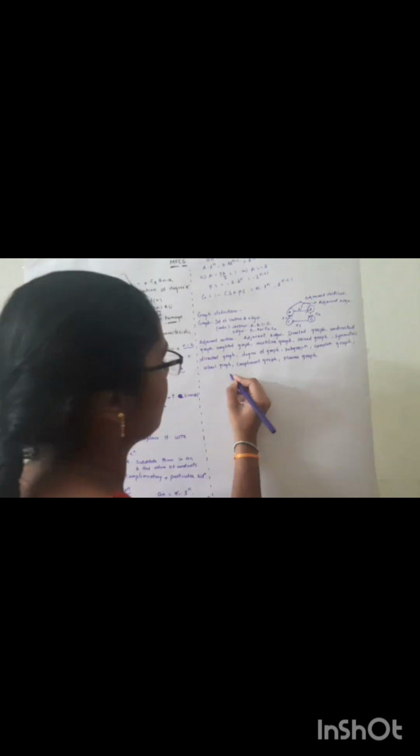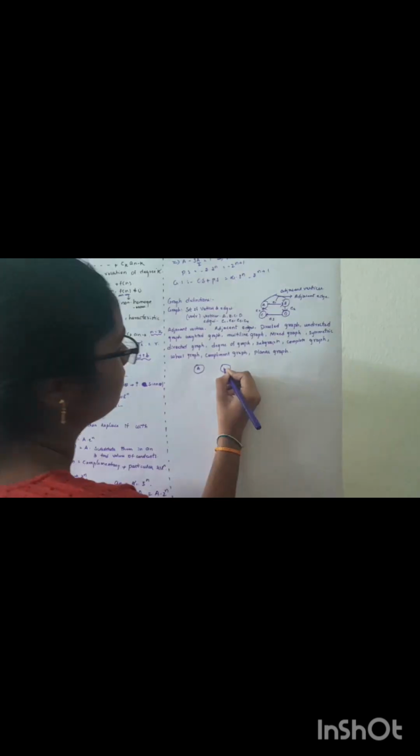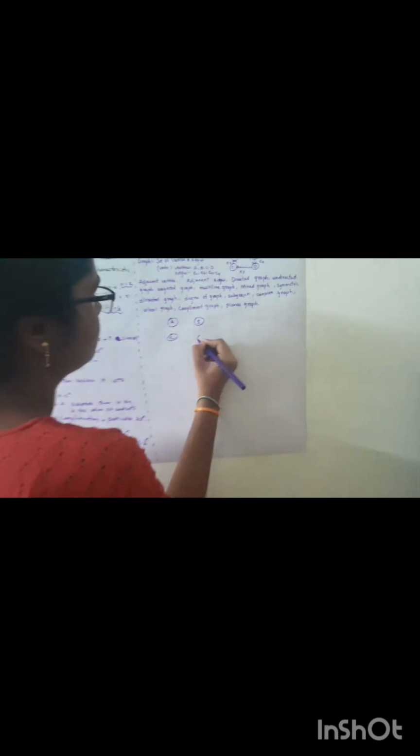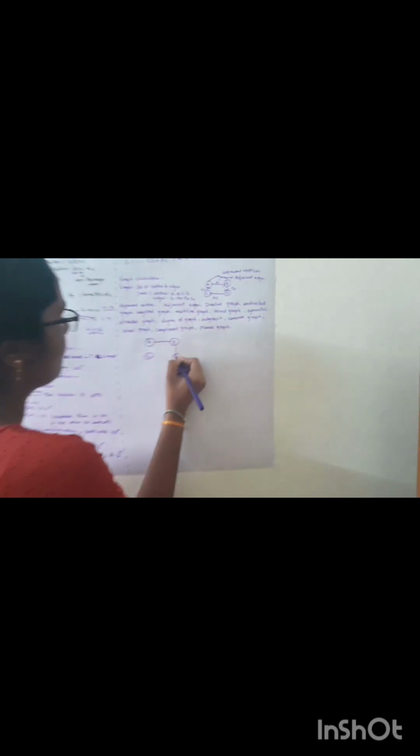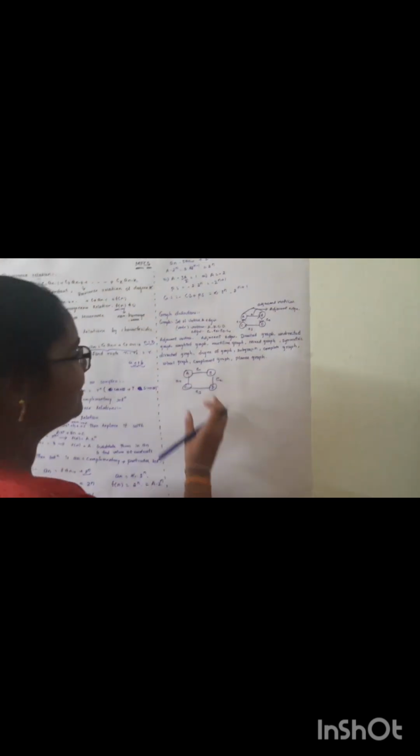Undirected graph. A graph whose edges are undirected is said to be the undirected graph. That means here the edges of the graph do not have a direction.